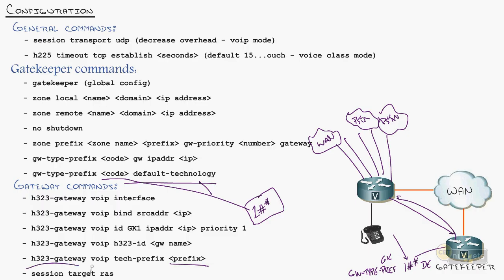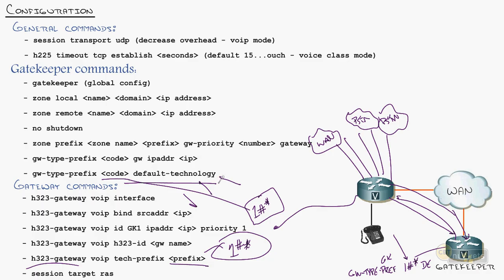So on the voice gateway, when I'm up here, that's where I would come in and say H323 gateway technology prefix 1 pound star. If I could put a star in there, right? So here's the flow of how it happens. Once you type in these commands, this guy goes and registers with the gatekeeper. He's like, here, I'm reporting for duty, sir. And during that registration, he says, by the way, I was told to tell you I'm your 1 pound star.